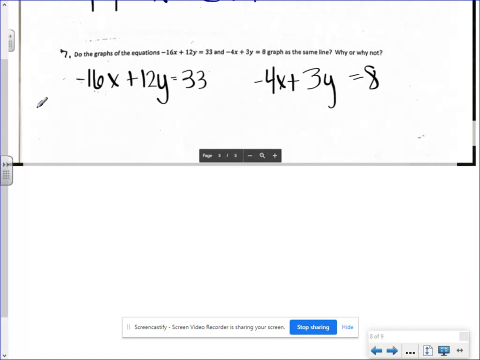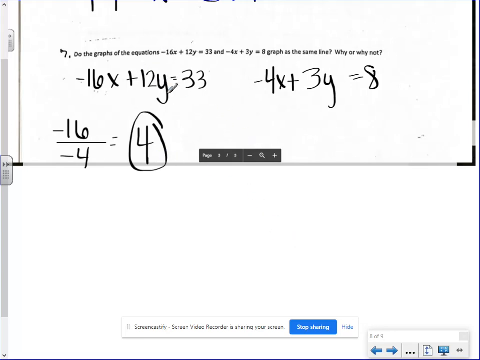Okay, what number is with x in the first equation? -16. You're going to put that on the top of the fraction, and then you find the same number in the second equation. What number is with x in the second equation? Okay, someone with a calculator, take -16 divided by -4. We're going to circle that. That's important. Then we're going to do the number with y.